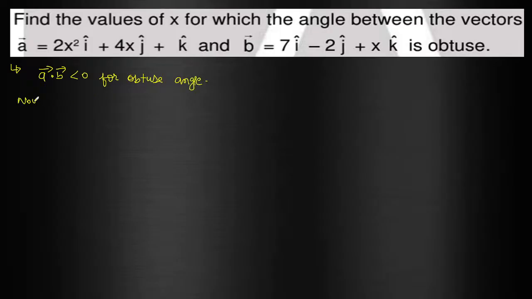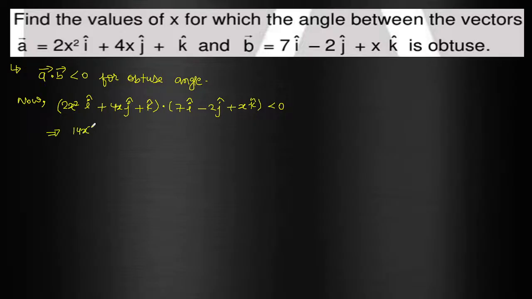Now A dot B, so it is 2x square i cap, 4x j cap, k cap, dot 7 i cap, 2 j cap, x k cap. This is less than 0.